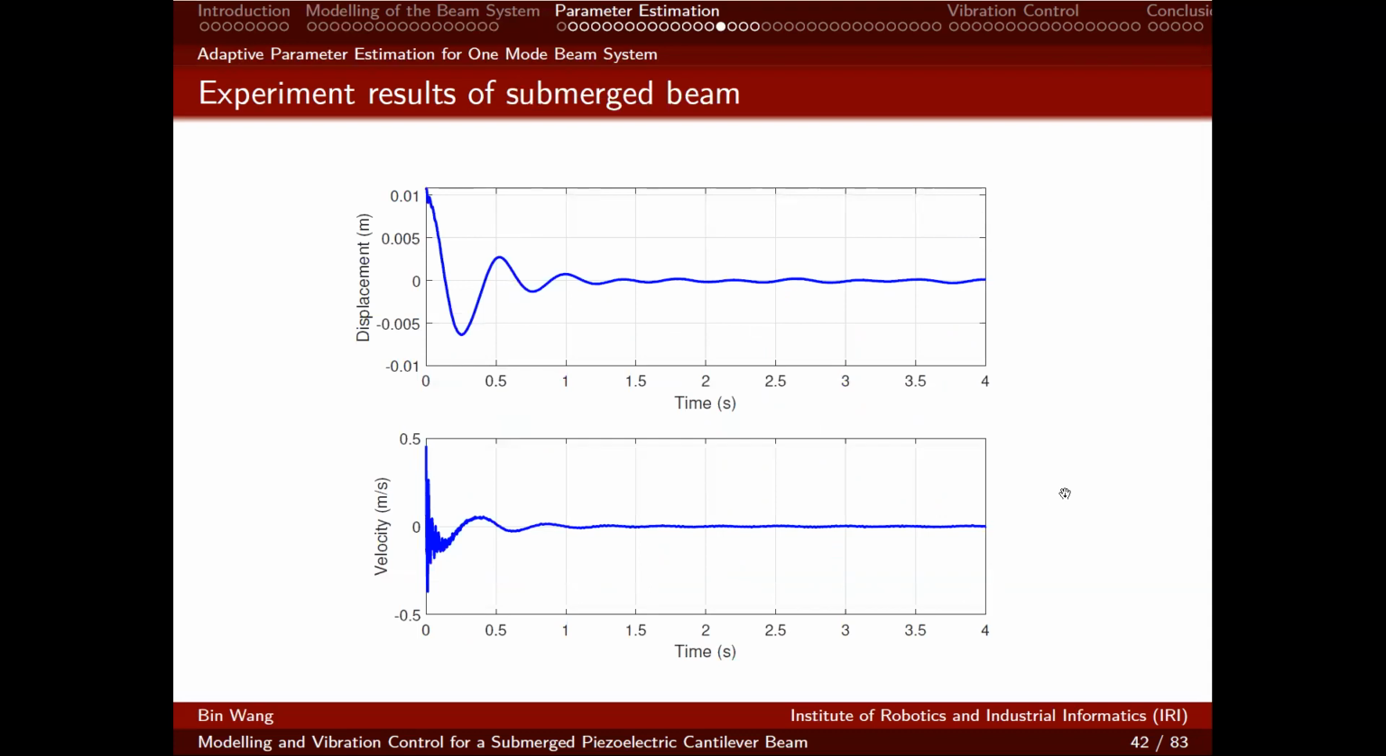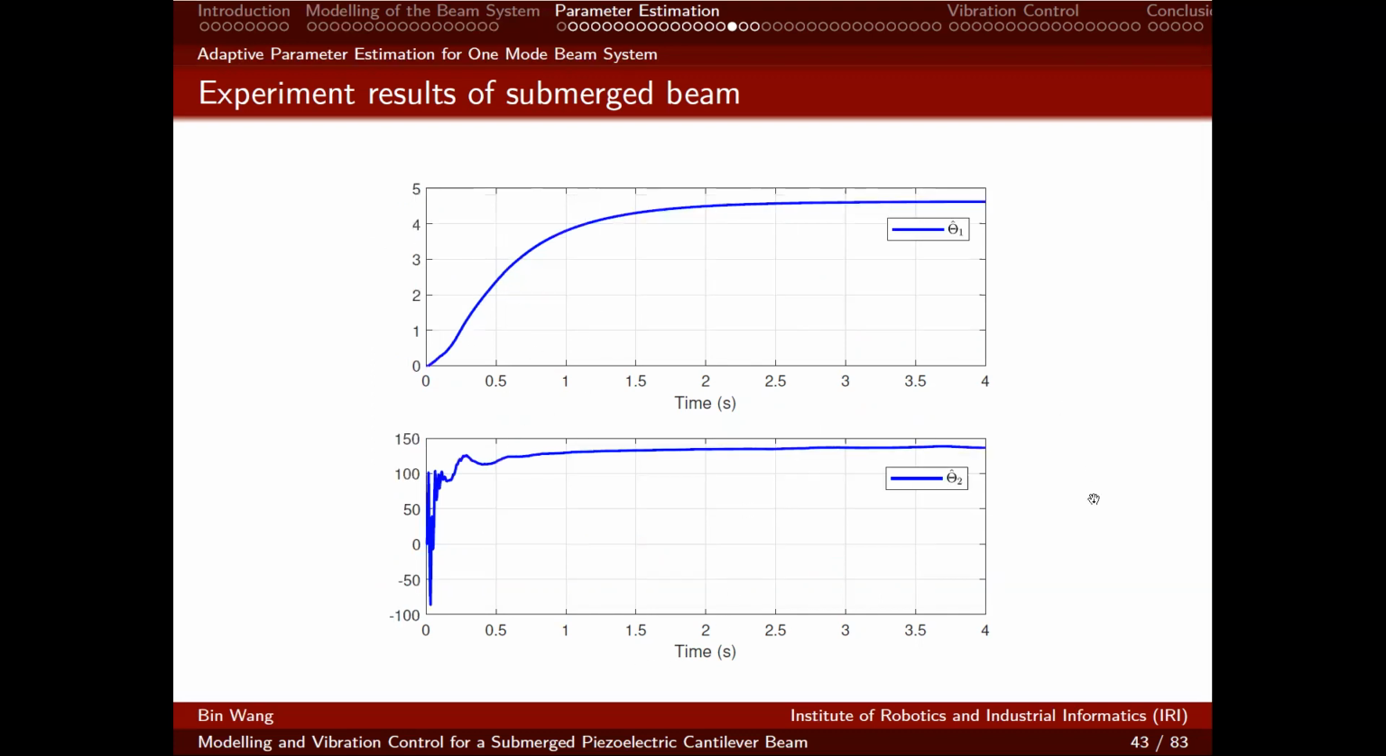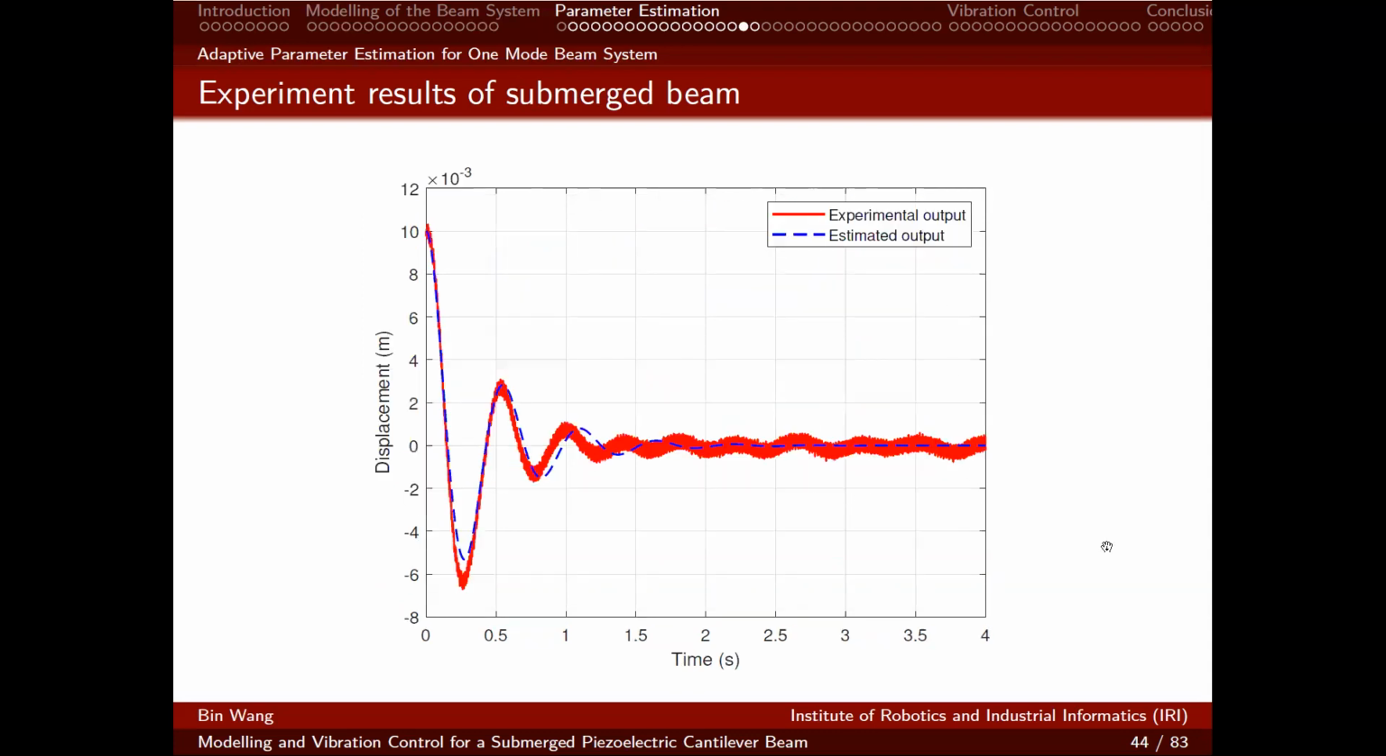We then tested the submerged beam. We can see the states can be obtained by using the Lagrange differentiator, and the parameters can be estimated. We reconstructed the system output. Although there are slight discrepancies, the basic profiles nearly have the same behavior.